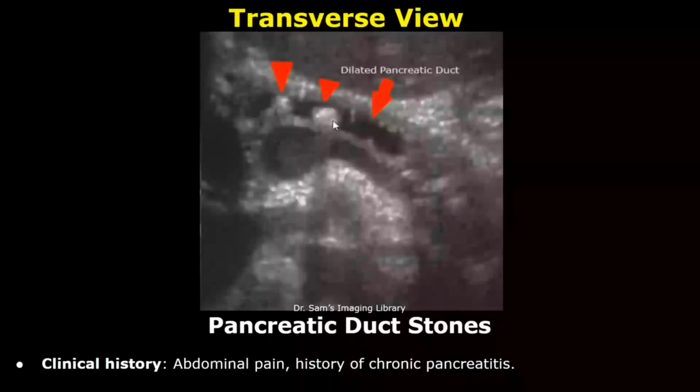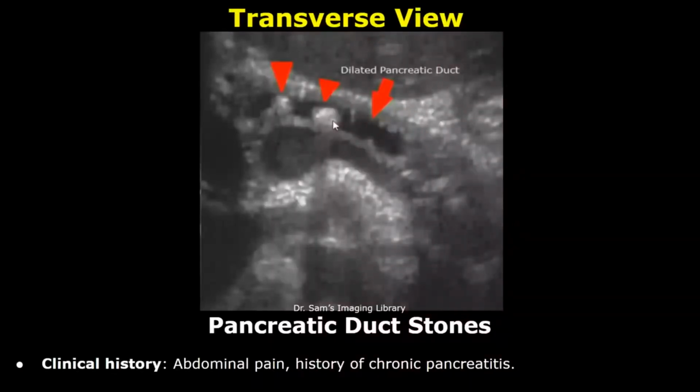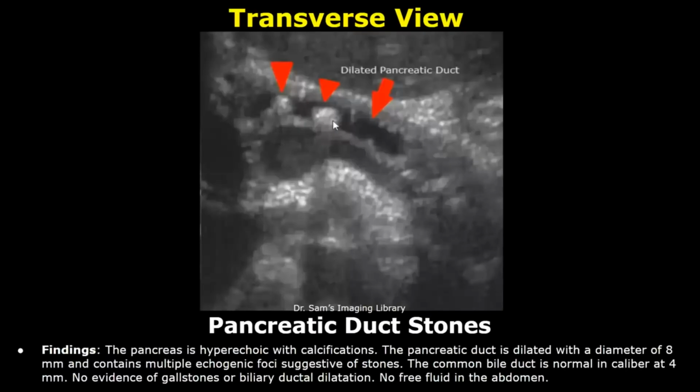Now we will talk about pancreatic duct stones. The clinical history was abdominal pain and history of chronic pancreatitis. In the findings, you can write about the hyperechoic pancreas with calcifications. The pancreatic duct is usually dilated. Here it is dilated with a diameter of 8 mm and contains multiple echogenic foci suggestive of stones.